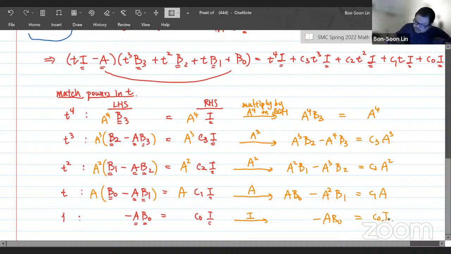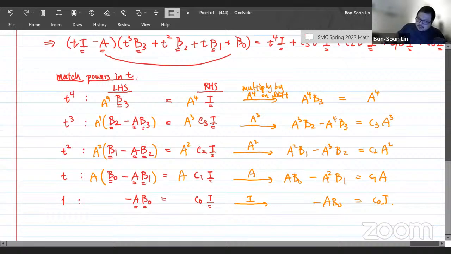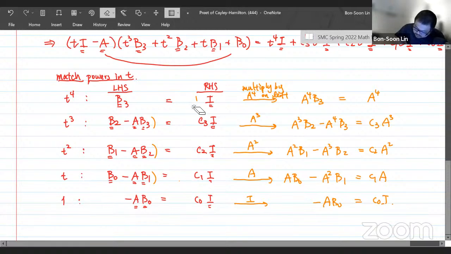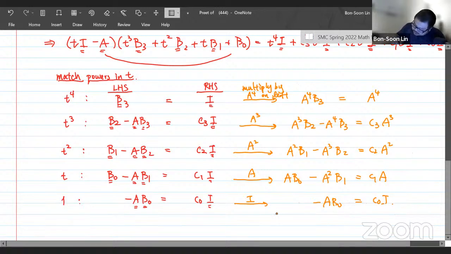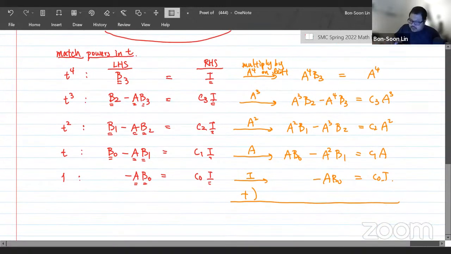Okay, so I multiply these by powers of A, and now I get this. Okay, so let me erase these orange ones. All right. Now, what do we get? Here we have a bunch of things on the left and a bunch of things on the right. So if I add them vertically, let's add them vertically. If I add them vertically, look at what happens.